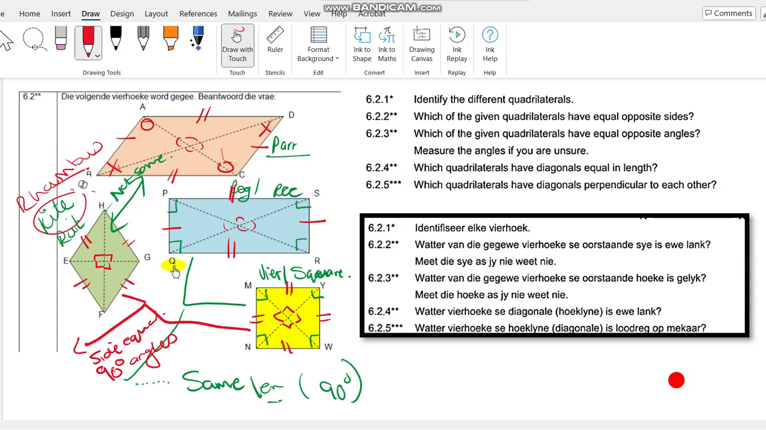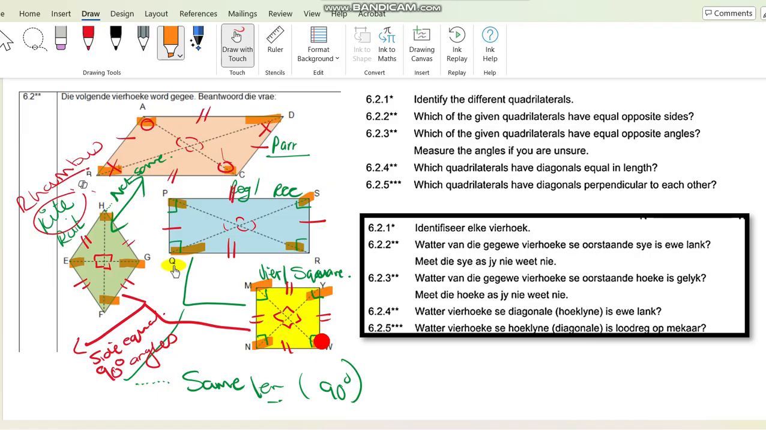Now you can measure the angles if you're unsure. So watter van die oorstaande hoeke is almal gelyk? Ook almal. Because if you literally take this, that and that's the same. That and that's the same. That and that's the same. You see this, P and R are the same. Q and S are the same. M and W are the same. N and Y are the same. They're all the same.